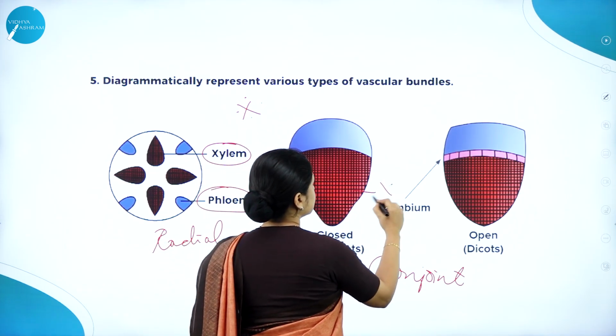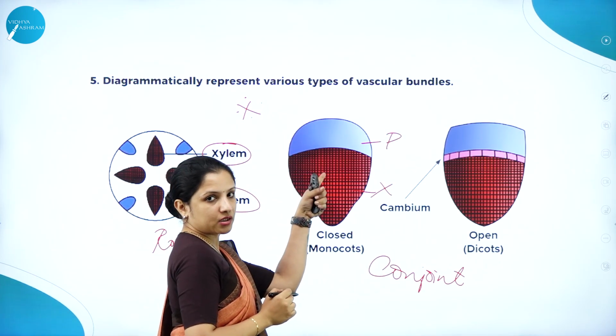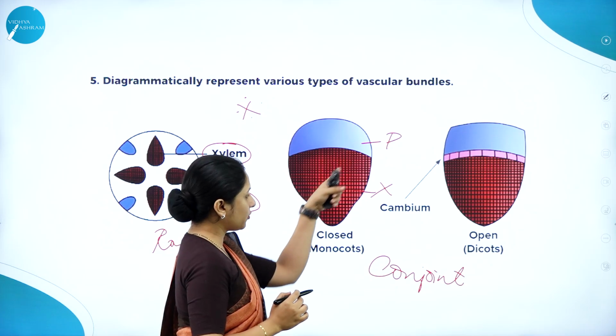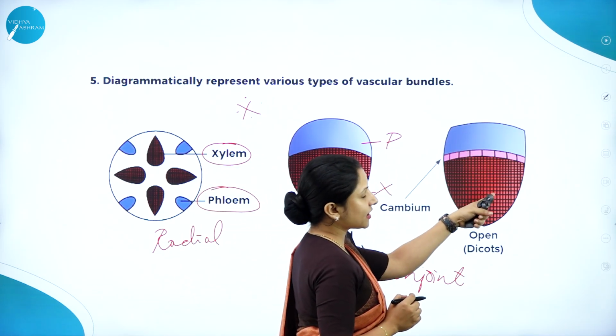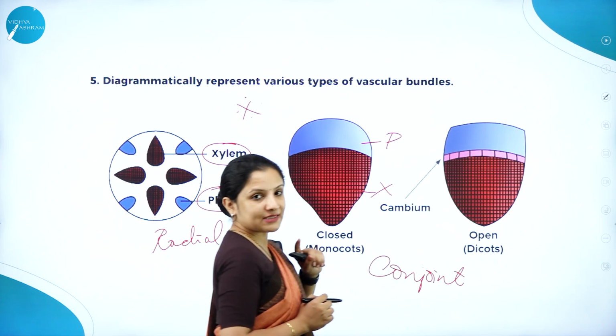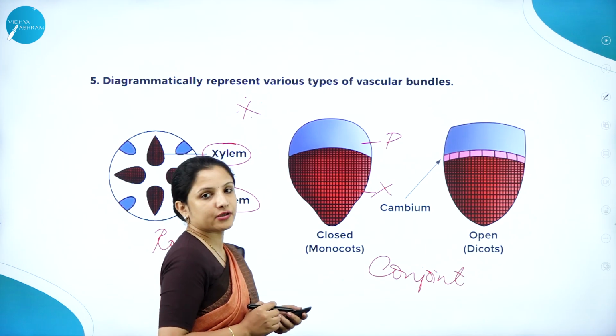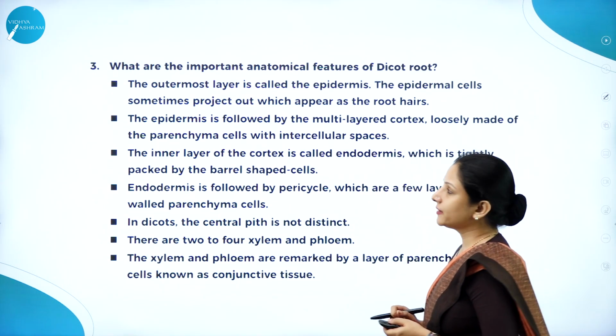So, this is xylem and this is phloem. Now, this is a closed vascular bundle wherein there is no cambium between the xylem and the phloem. In the case of an open vascular bundle, there is cambium between the xylem and the phloem. Open vascular bundles are usually seen in dicots and closed vascular bundles are usually seen in monocots. So much you have to draw and label.